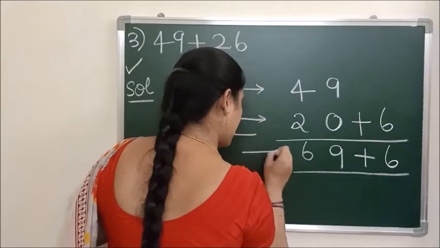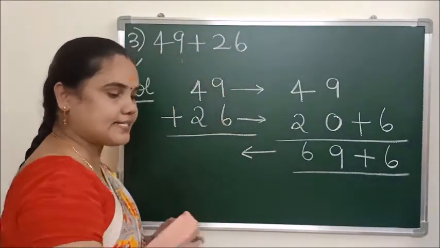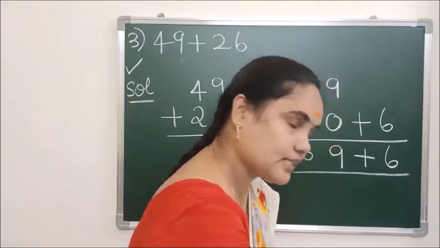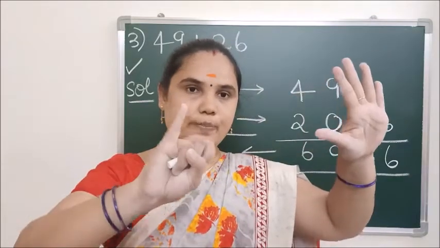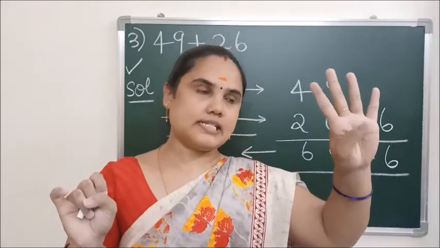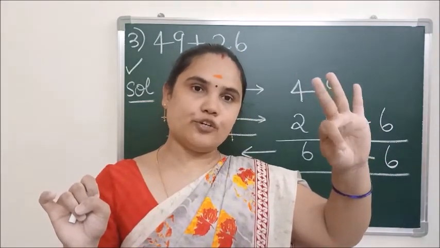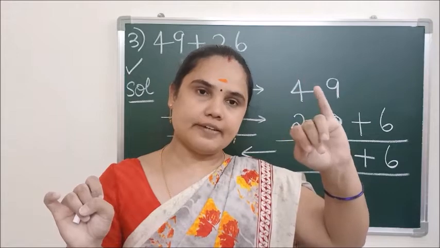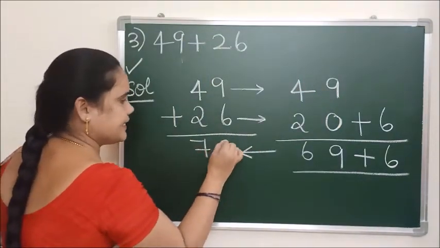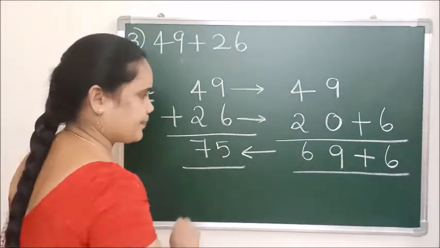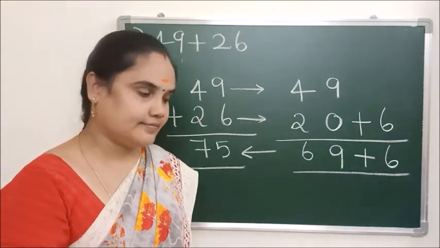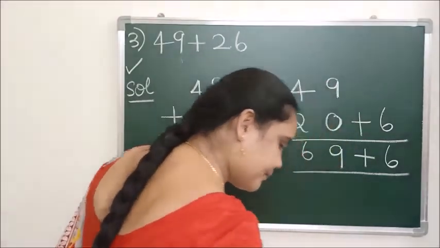Now tell me, children, how much is 69 plus 6? 69 in the mind. Open 6 fingers. After 69, 70, 71, 72, 73, 74, 75. So what is the answer? 75. Did you all understand, children? Yes, we will do the next sum.